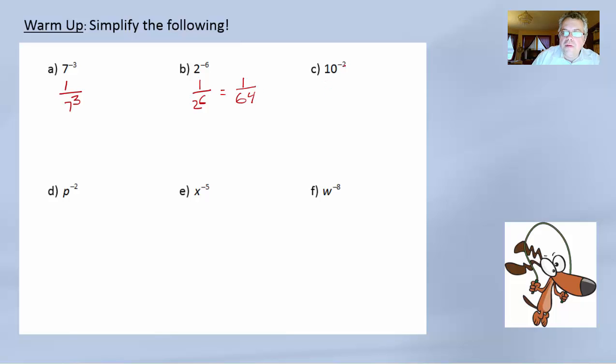On the next one, 10 to the minus 2. This would be 1 over 10 to the positive 2. And if we simplify the denominator, it would be 1 over 100. Okay, same thing when a variable is there. It's actually easier. p to the negative 2, 1 over p squared. x to the negative 5, 1 over x to the positive 5. And w to the negative 8, 1 over w to the positive 8.